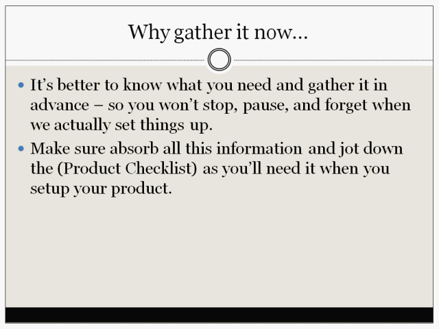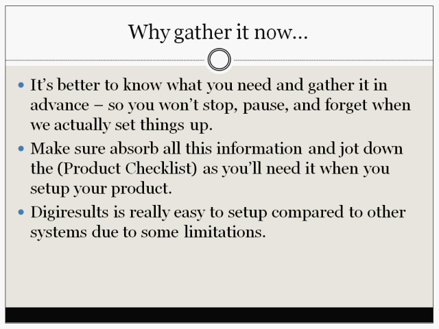So make sure that you absorb all this information and jot down the product checklist slide, as you're going to need this when you set up your product. DigiResults is really easy to set up compared to other systems. They are pretty good in terms of the instant affiliate system, but in terms of setting it up, it's really easy just because there are some limitations. And we'll talk more about that in just a minute.